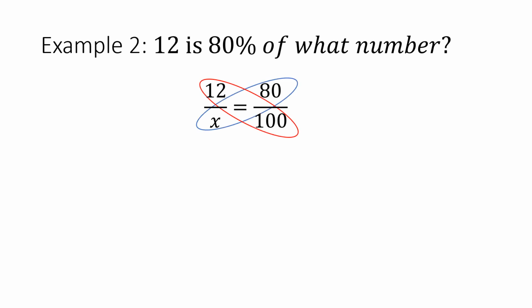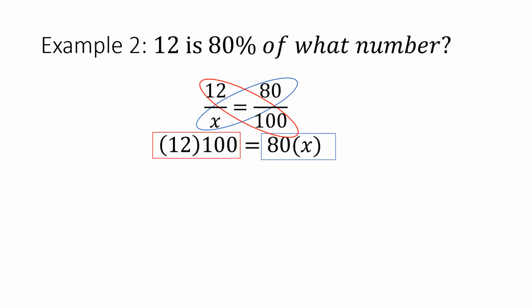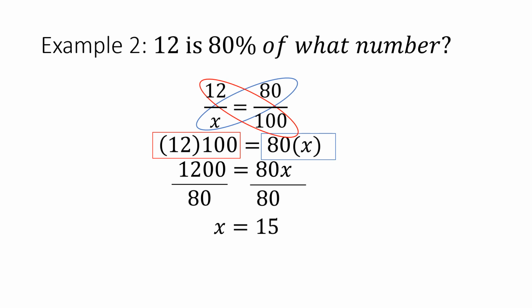So we're going to do the same operation. We're going to do our cross multiplication. So we're going to do 100 times 12, and we're going to do 80 times x, and then we're going to simplify. That's going to equal 1200 equals 80x. And then to solve this last step, we need to divide both sides by 80. And so we're going to do 1200 divided by 80. X is going to equal 15.